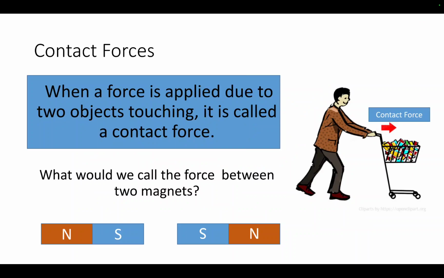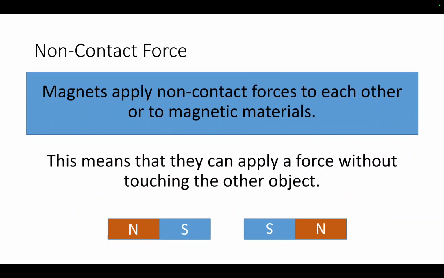So contact forces. If you've done forces, you should know this: when a force is applied due to 2 objects touching, we call it a contact force. However, what do you think we call the force between 2 magnets? Obviously if you push 2 south poles or 2 north poles together, there is no contact. So we call it a non-contact force. Magnets apply non-contact forces to each other or to magnetic materials, so they can apply a force without touching each other.